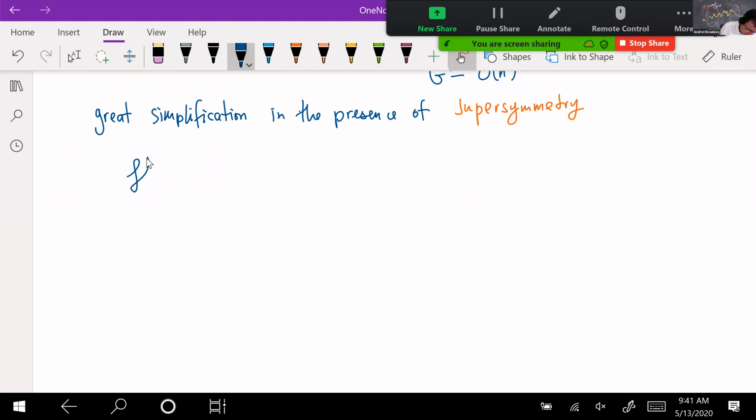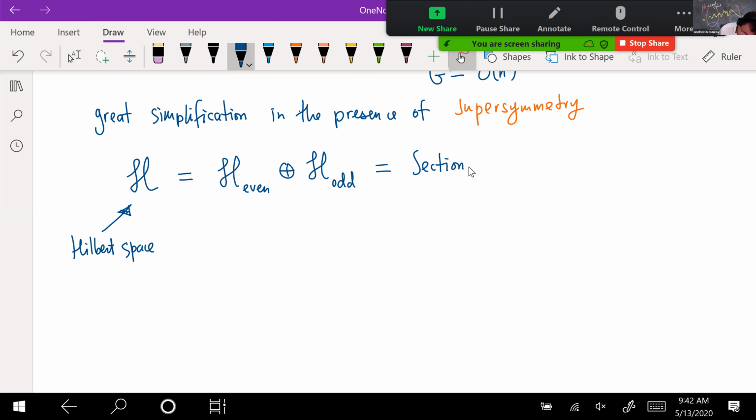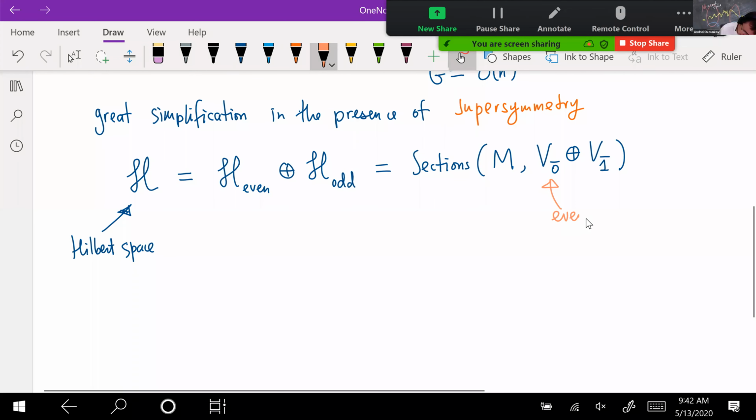I have my H, which is the Hilbert space. This is Z mod 2 graded. So this is H even plus H odd, which could be, for example, geometrically realized as sections of some bundle over my manifold M, maybe of some bundles V1 and V2. And this is even, and this is odd.